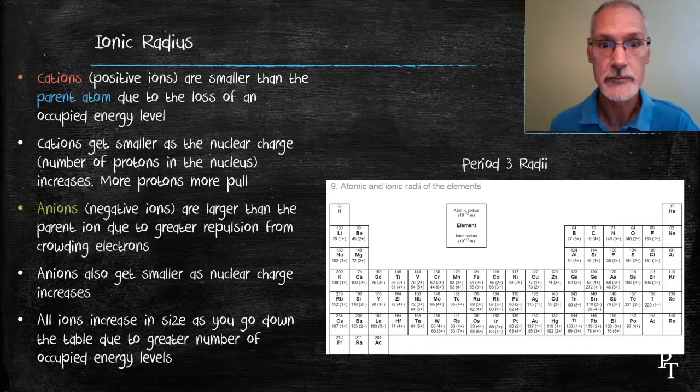Whether it's a metal or nonmetal, all of the ions tend to get larger as you move down a group or down a chemical family. That happens because we have additional energy levels.